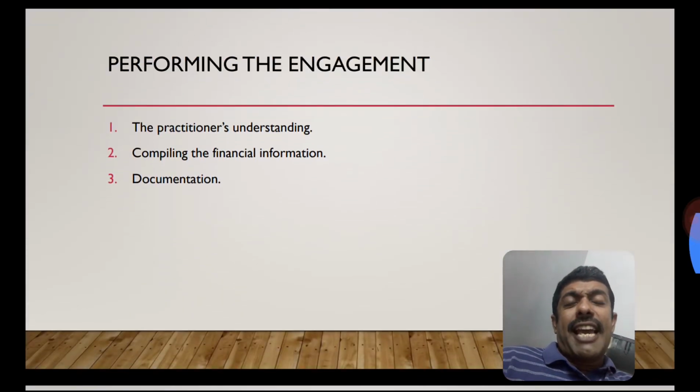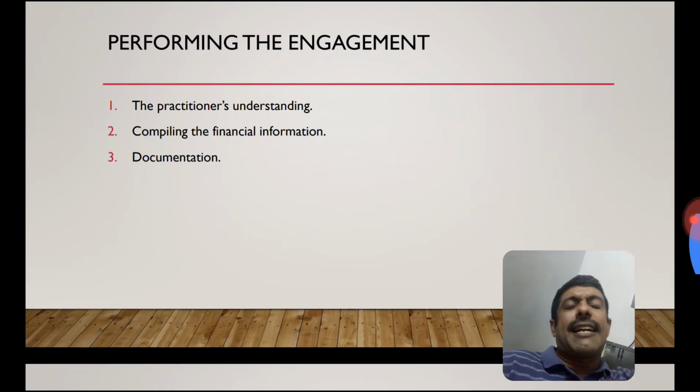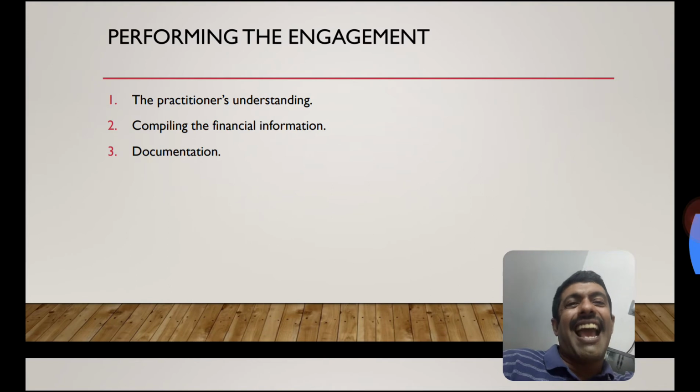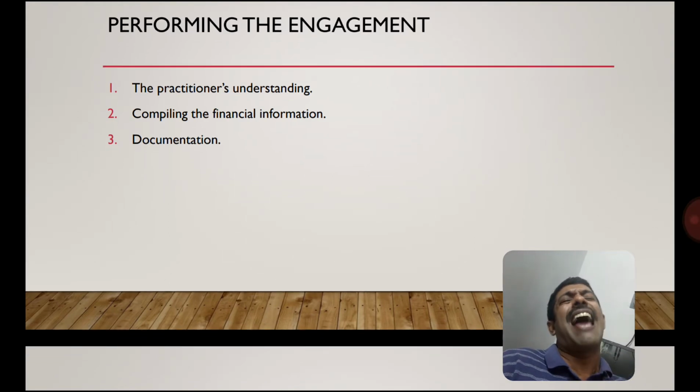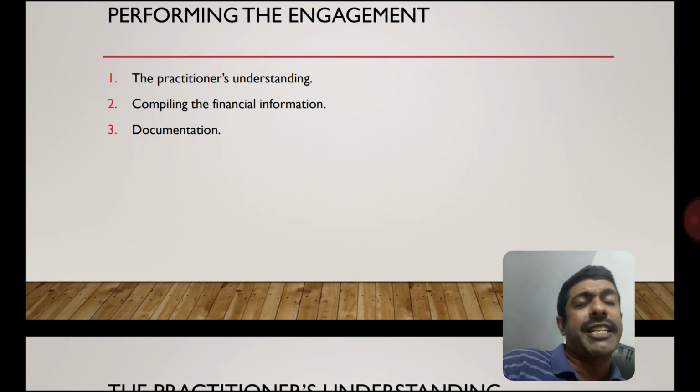Performing the engagement, what are the requirements? The practitioner has to understand the entity and the environment and the financial reporting framework. What type of financial reporting framework? What are the accounting policies? All those are the criteria for compiling the historical financial information.